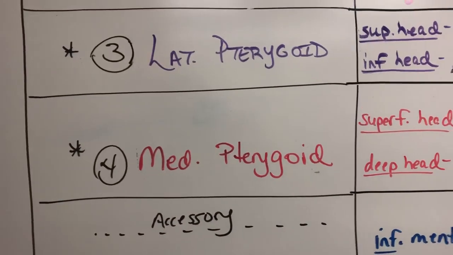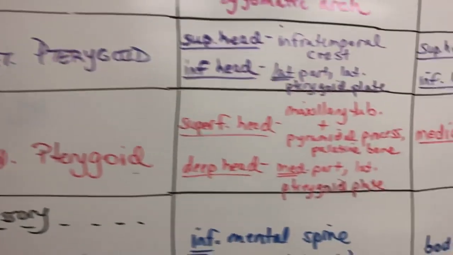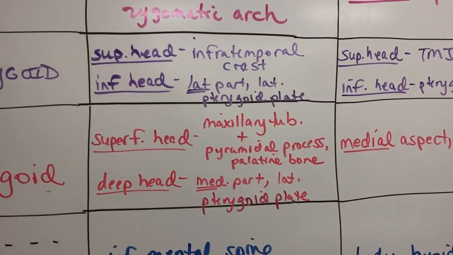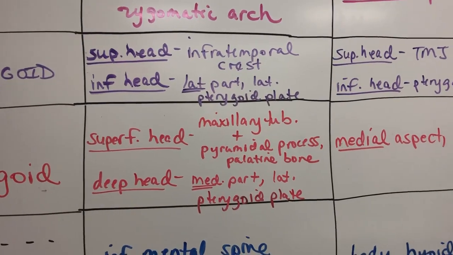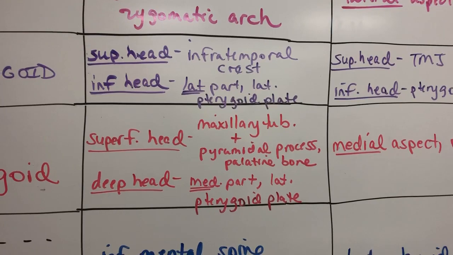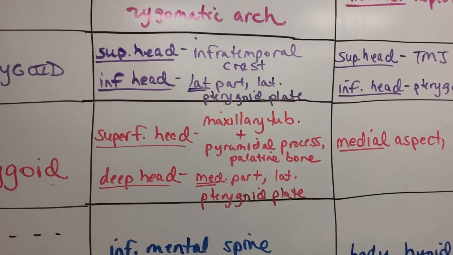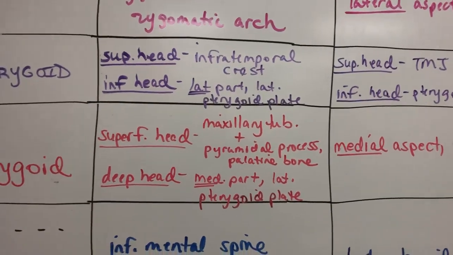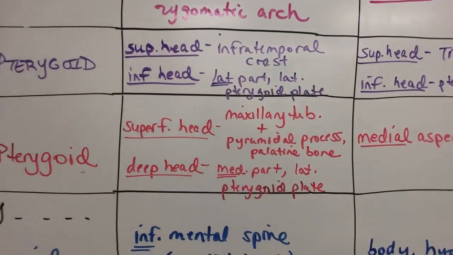The medial pterygoid is very similar to the lateral pterygoid. It's very internal like the lateral pterygoid. It has a superficial head and a deep head. The superficial head comes from the maxillary tuberosity and the pyramidal process of the palatine bone. If they ask you, they'll typically ask you the maxillary tuberosity behind the third molar of the maxilla. The deep head comes from the medial part of the lateral pterygoid plate.